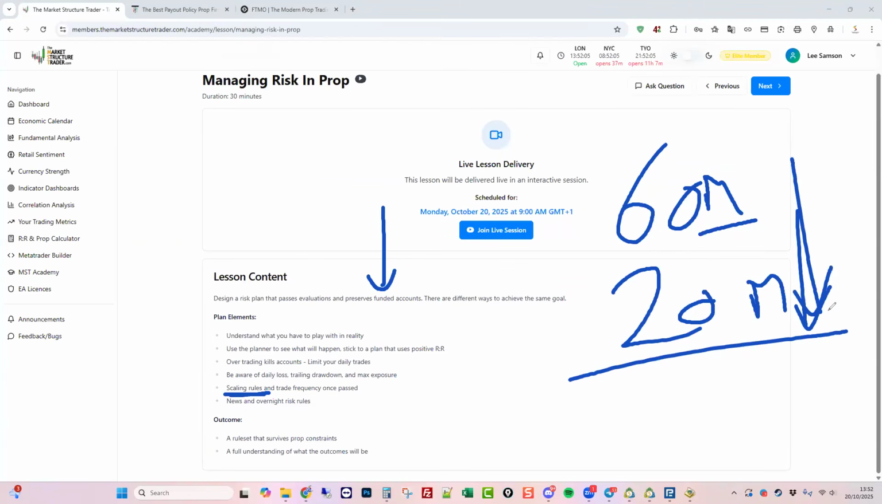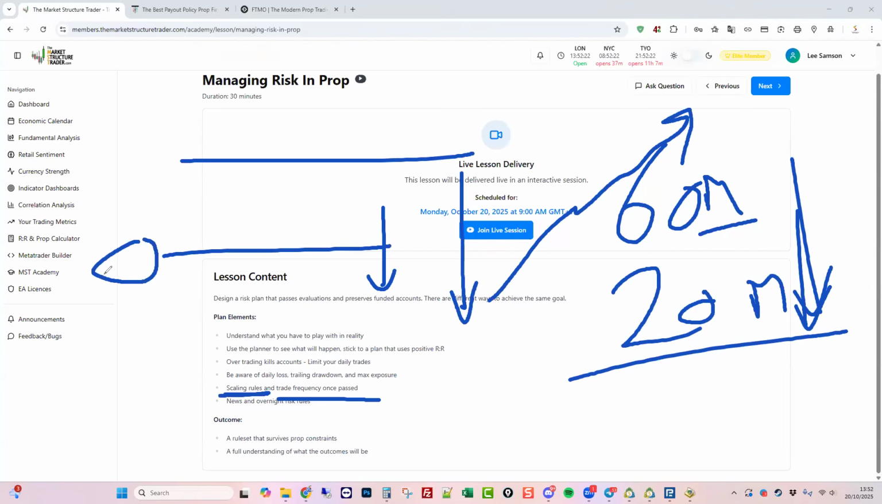But you will have this scaling rule where they will reduce your risk to make it harder for you to hit target. You'll have to trade a certain number of days per month. But the most important thing is they will set you a target from your initial starting balance to reach before they will give you a payment.